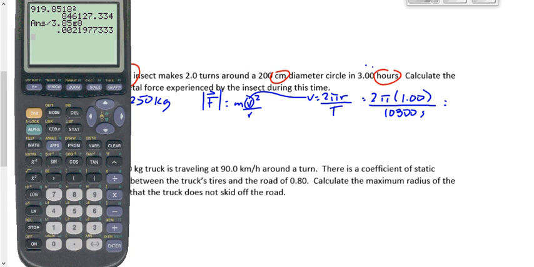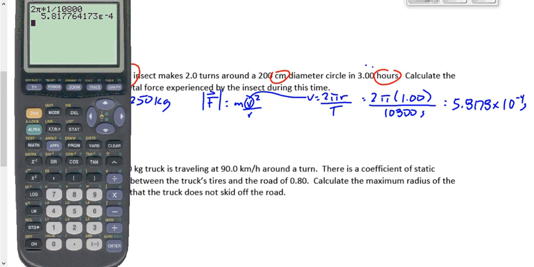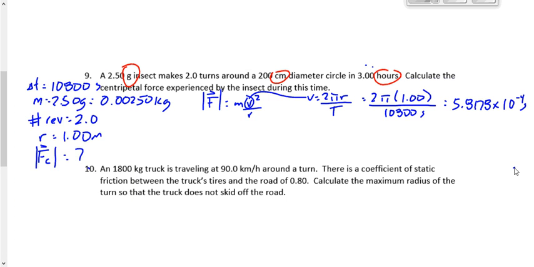Let's find this now. 2 times pi times 1 divided by 10,800. 5.8178 times 10 to the negative 4, was it? Yep. It's going pretty slow, right? No, something's wrong with that. Oh, yeah, you're right. Oof.